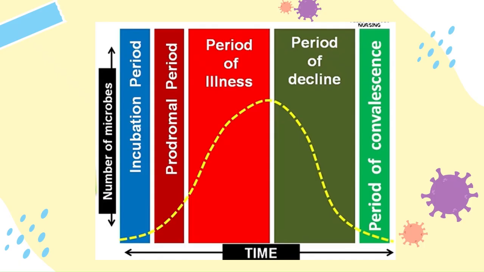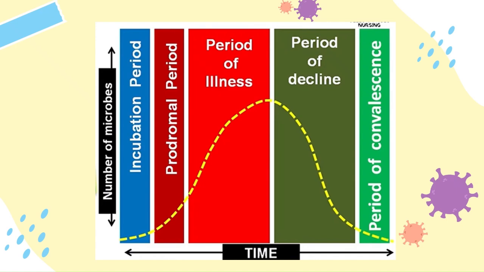Next one is a period of illness. So, this is the worst stage of the infection. So, you feel very sick and slow, and show clear symptoms like fever, cough, rashes, or pain. Example, when you have a high fever and cough from the flu.